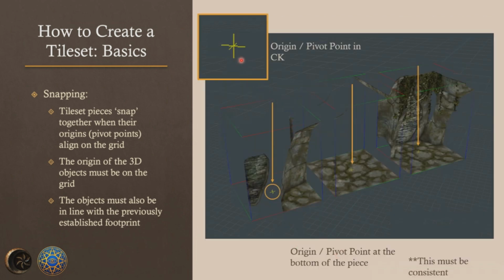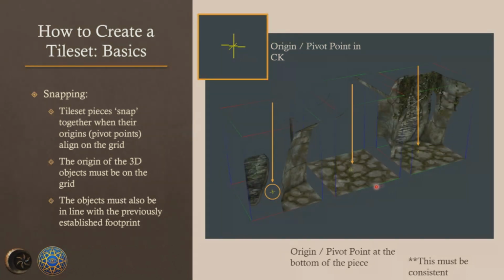This is how it looks in Creation Kit. So the origin or the pivot point of the object or the tile set piece is going to be this 3D plus. Every level designer knows what this looks like. 3D guys, I hope you know what this looks like, if you're making NIFs and whatever.